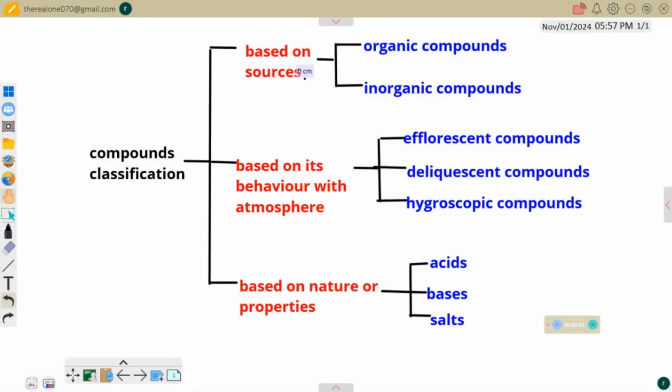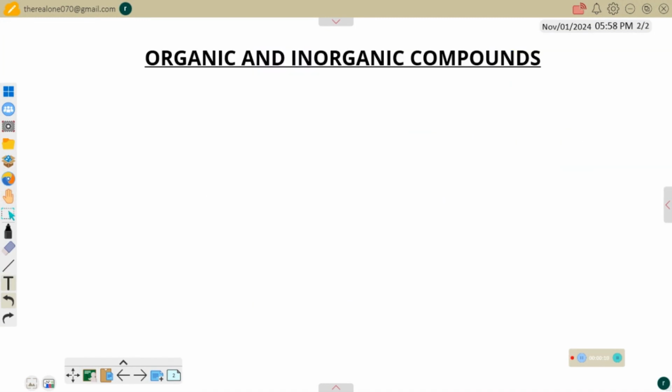So now let us consider the first classification, which is based on sources: organic and inorganic compounds. Now, the organic compounds have been treated before when we were introducing chemistry. Under introduction to chemistry, you can go and revise or rewatch the video, but we still need to consider it briefly over here. So, organic compounds are simply the compounds of carbon, that is, carbon compounds.